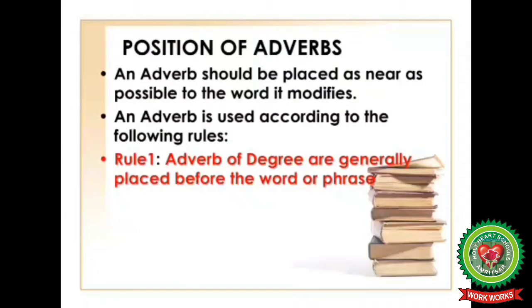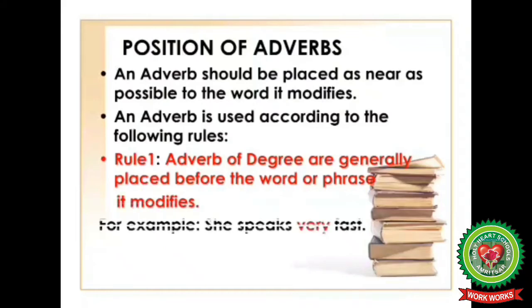Rule number 1. Adverbs of degree are generally placed before the word or phrase they modify. For example, she speaks very fast. Here, very is an adverb of degree and it modifies the word fast. So it is placed before the word fast. Let's see another example. The movie was fairly good. Here, fairly is an adverb of degree and it modifies the word good. Thus, it is placed before the word good.